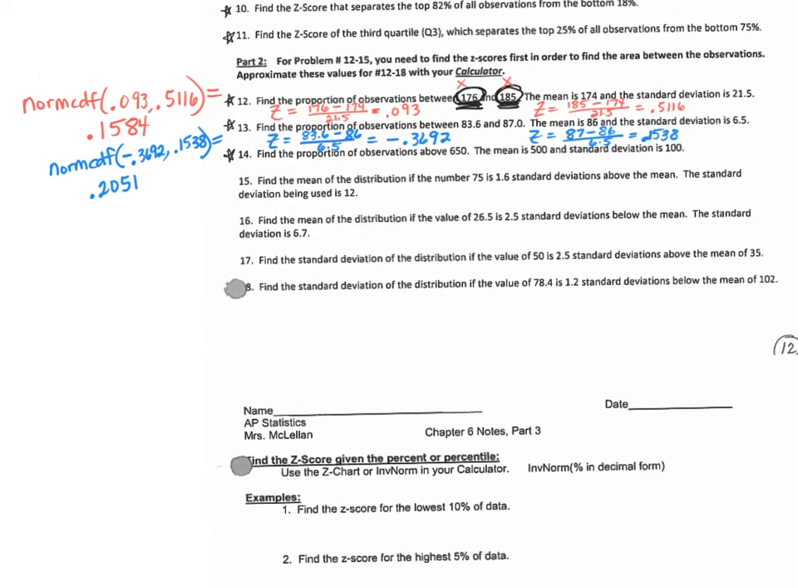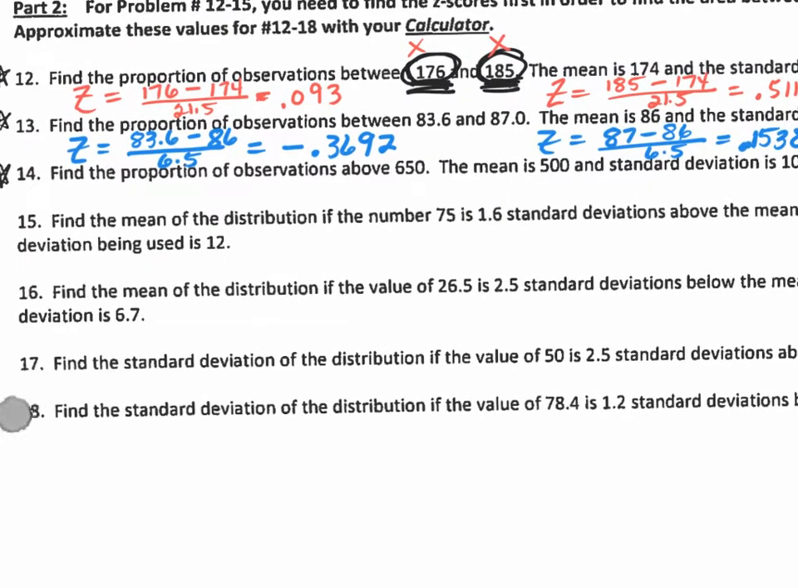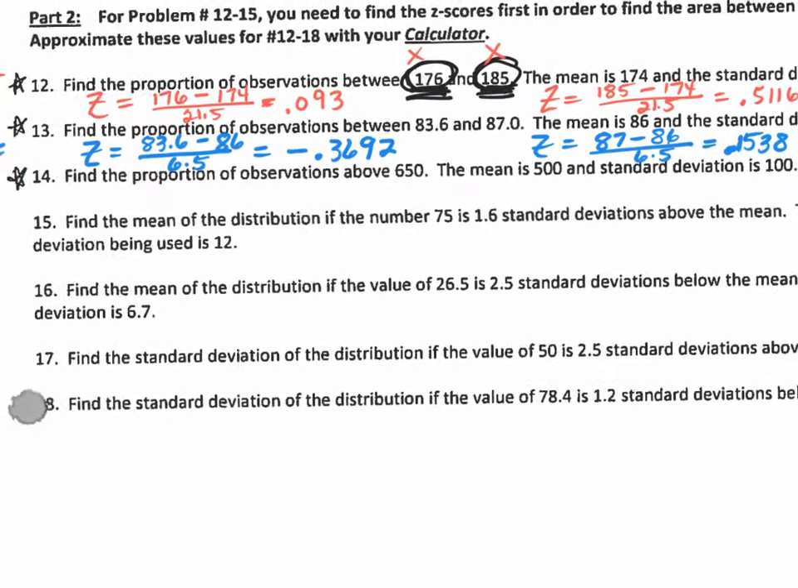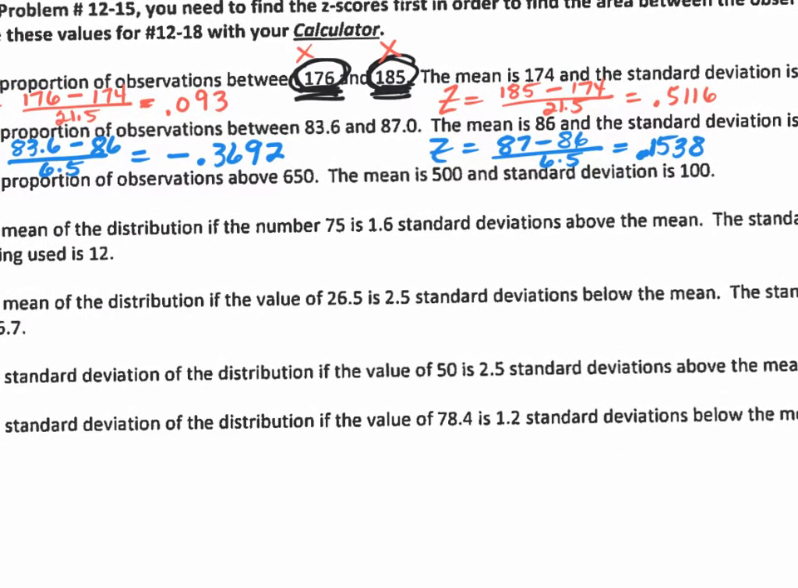So I did mine here in blue. I found my lower z-score to be negative 0.3692. I usually go to 3 or 4 decimal places on that. Actually, later I just end up going to 2 decimal places. So if you rounded yours to negative 0.37, that's going to change your answers to be slightly different from mine, but for the most part it'll be about the same. The second z-score, when I subtracted, was 0.1538. So those are my two z-scores.